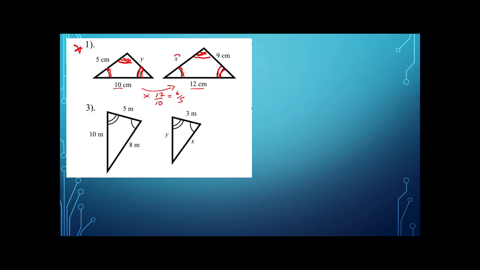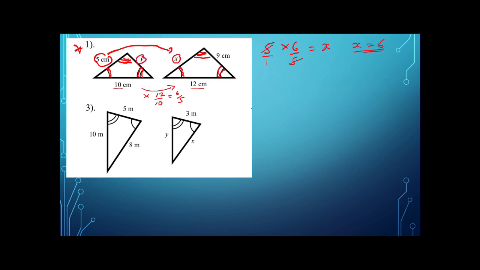Okay, so we're going to find x, which corresponds to this side here. So the work we're going to do is 5 times 6 over 5 gives us x. Now 5 times 6 over 5, the 5 and the 5 cancel each other out, so x must be 6.